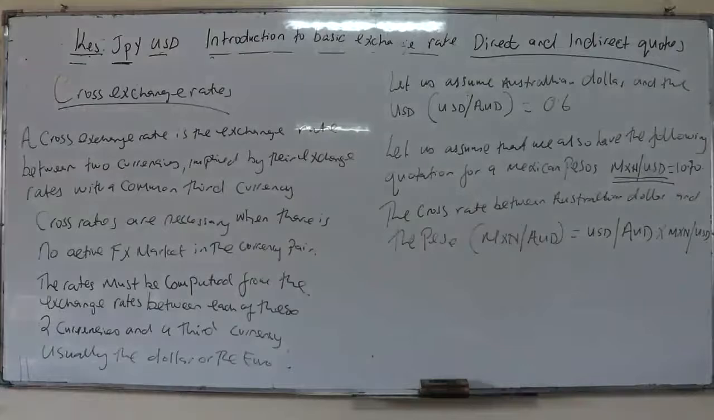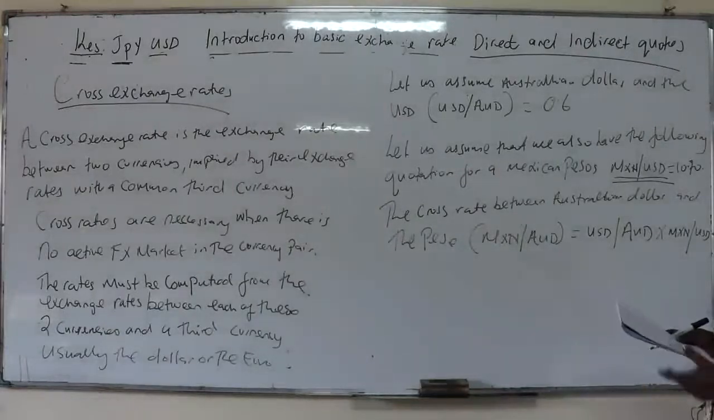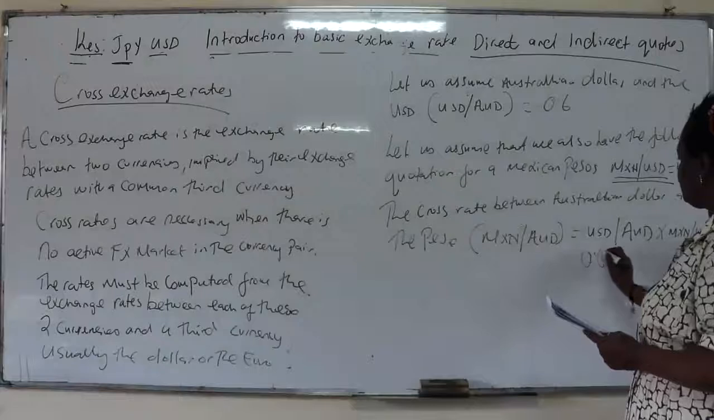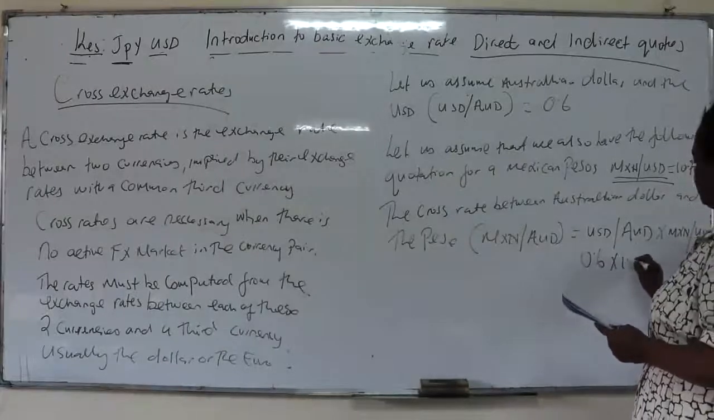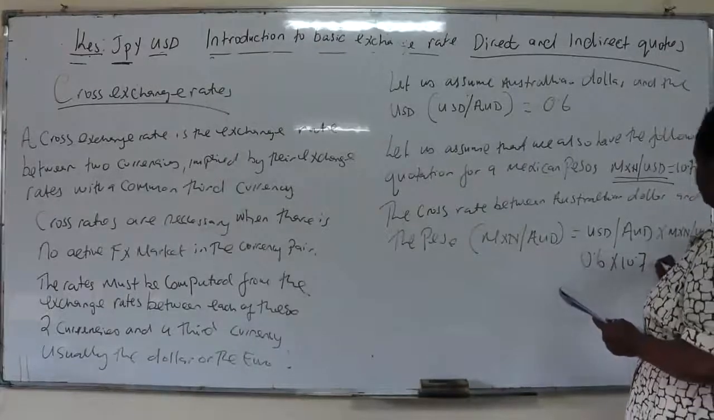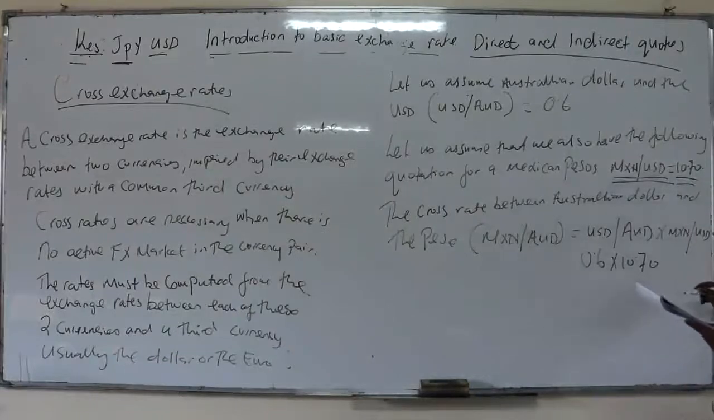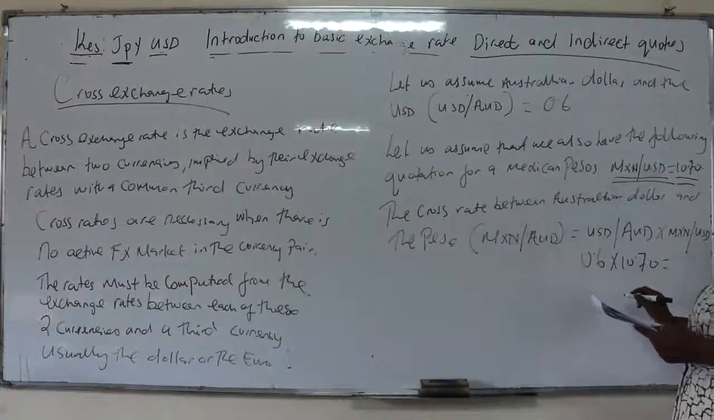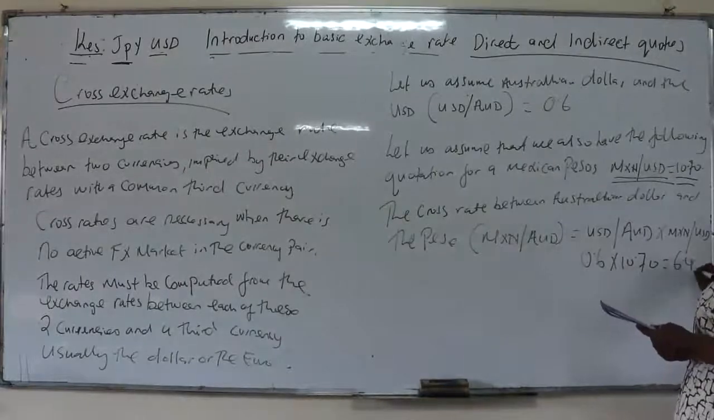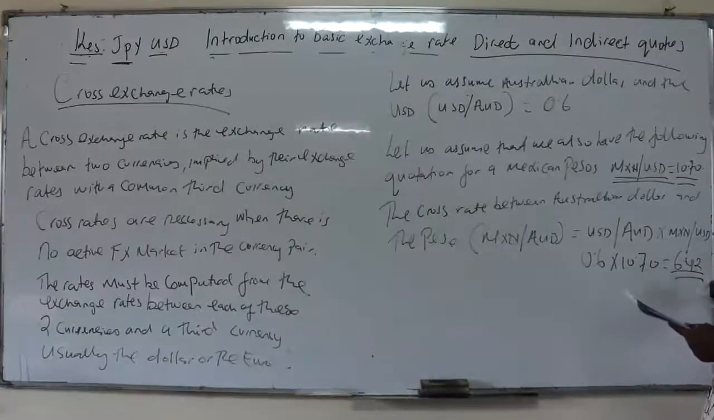We multiply by the Mexican peso per the US dollar rate. So which is going to be 0.6 times 10.7. That is what we were given in our example here, times 10.7, which is going to give us 6.42.